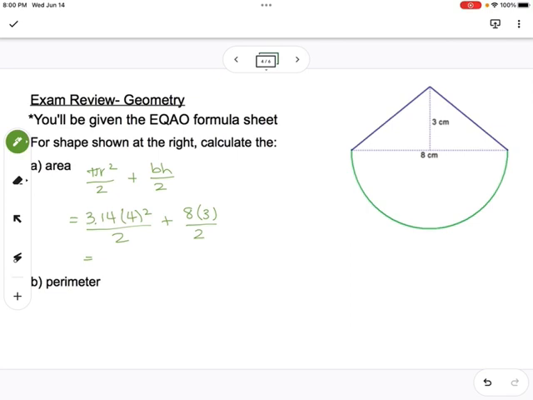Okay, so we'll have 4 squared times 3.14 and divided by 2 gives us 25.12, and we're adding 8 times 3 divided by 2, which is 12. So adding those together, we get 37.12. We're working with centimeters, and area is always the units squared.